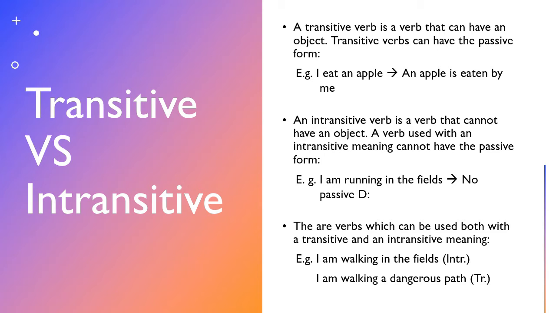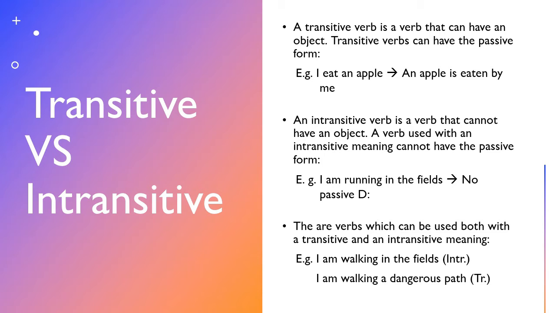And in fact, if I want to do the passive of the sentence in the example, it is going to be an apple is eaten by me, because the object can then become subject of the passive sentence. On the contrary, an intransitive verb is a verb that cannot have an object. And usually, a verb used with an intransitive meaning cannot have the passive form.